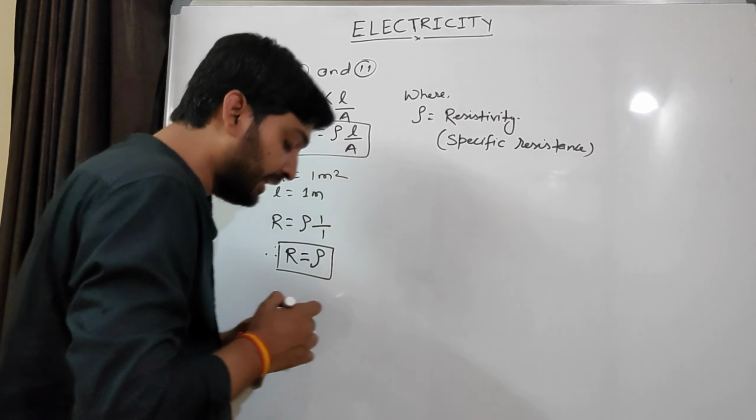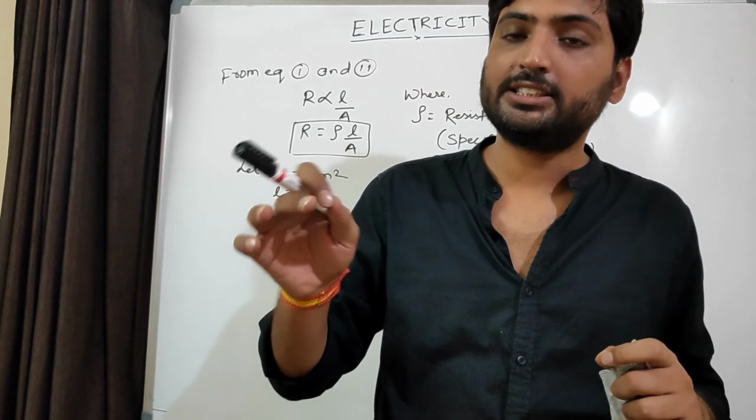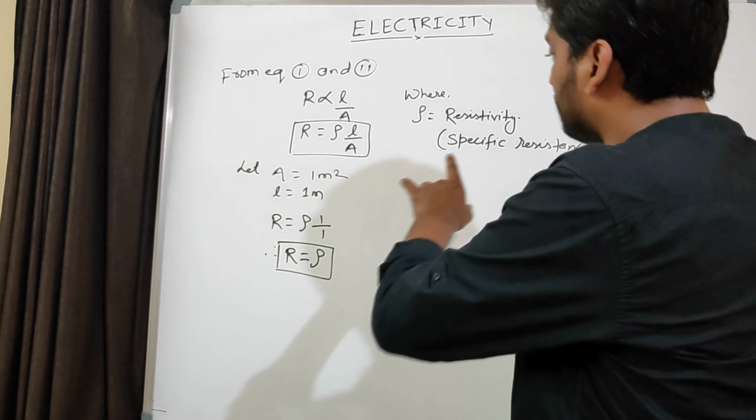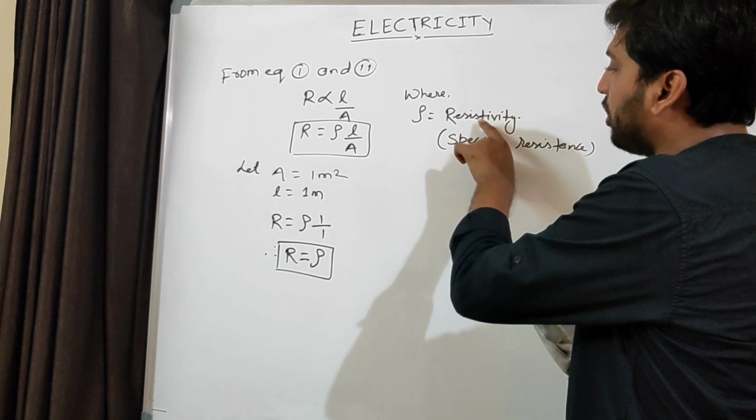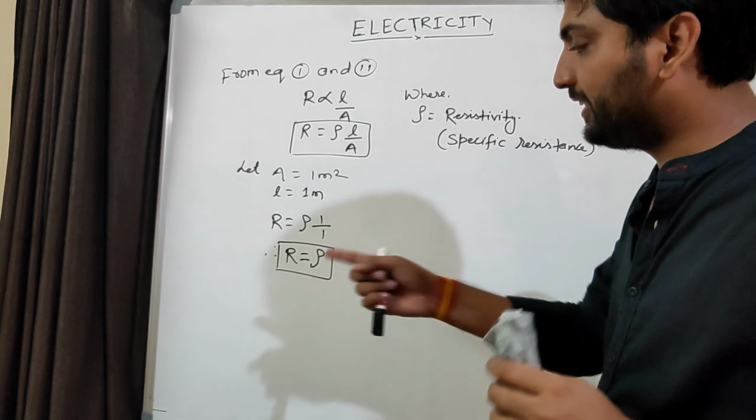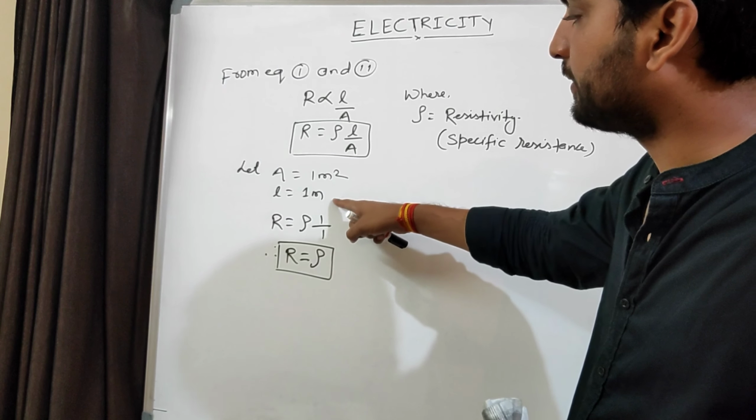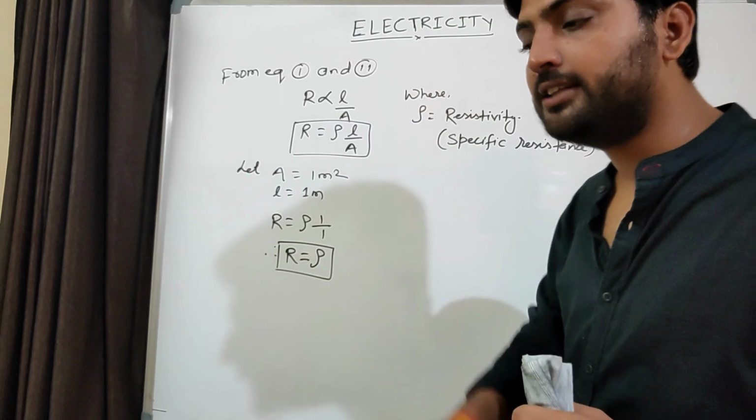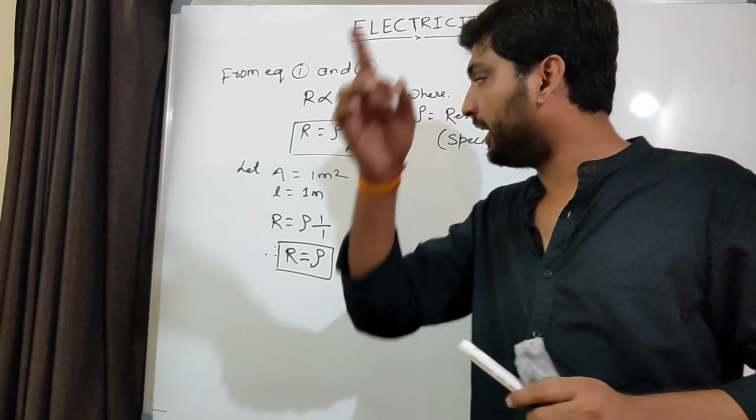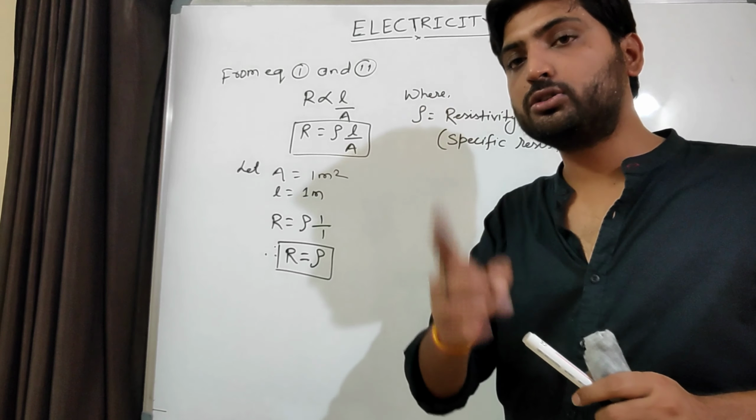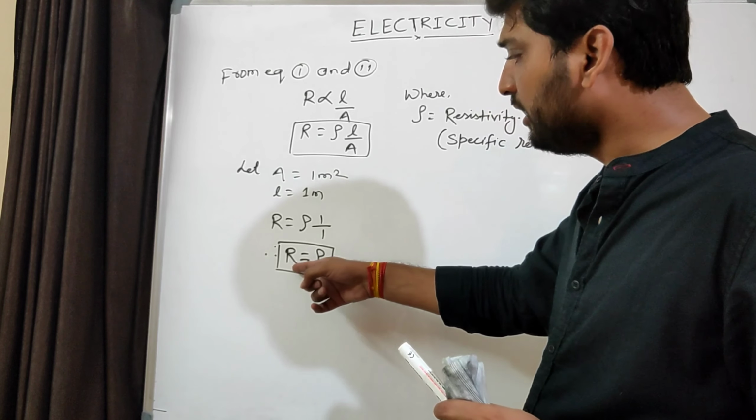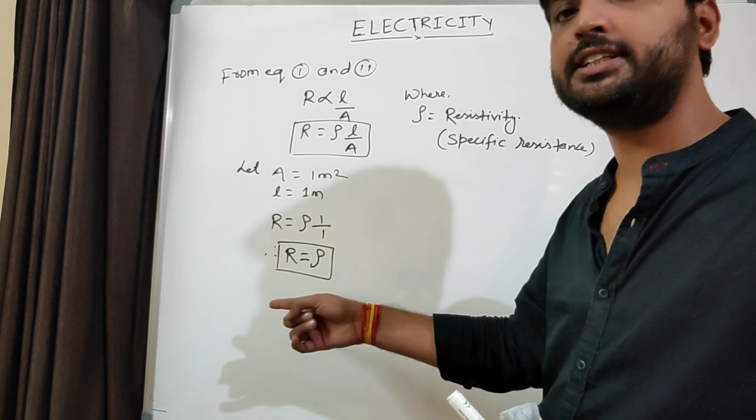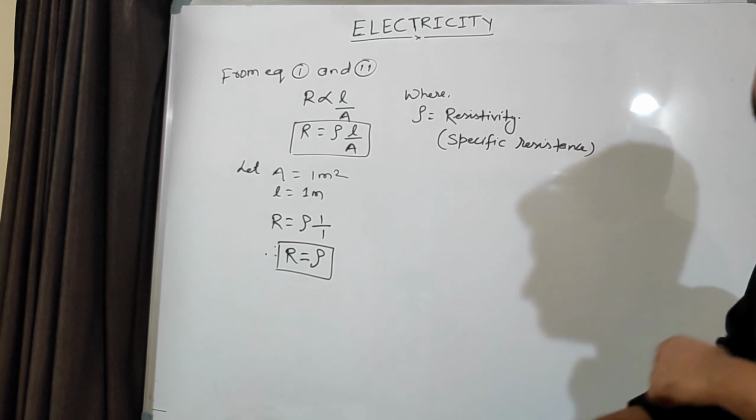It means resistivity is nothing but just a resistance, but in a special condition. That's why we call it a specific resistance or resistivity. What is that special condition? When the length of the conductor is unit and the area of the conductor is also unity, then the resistance offered by the conductor is called specific resistance or resistivity.